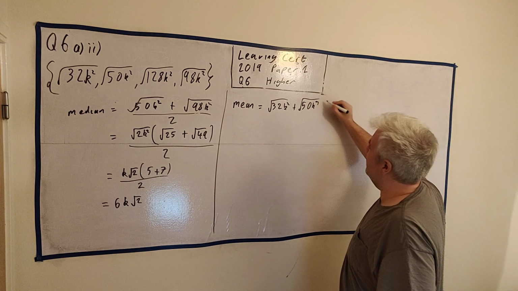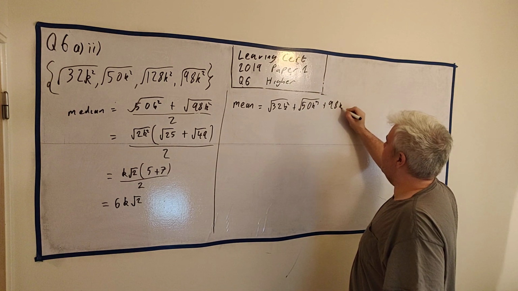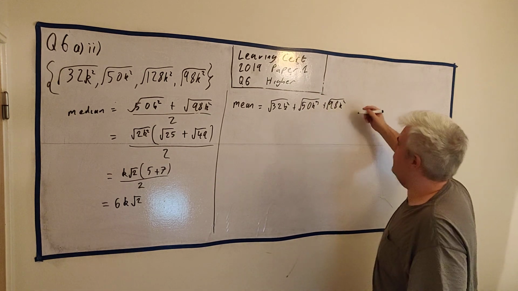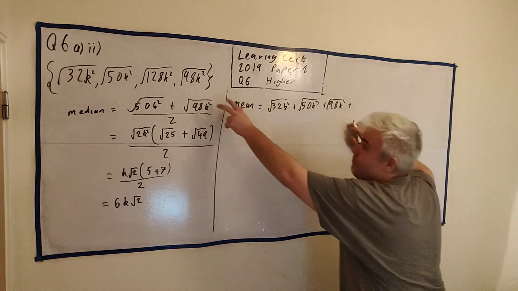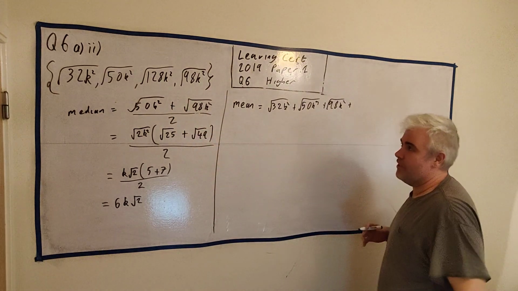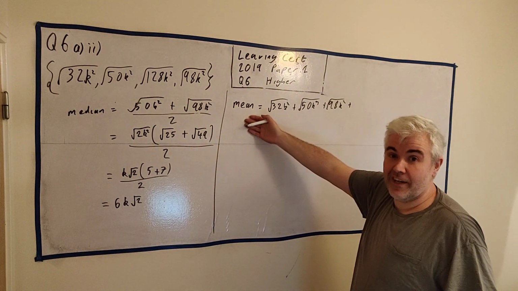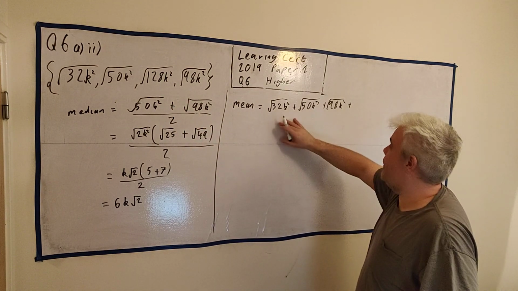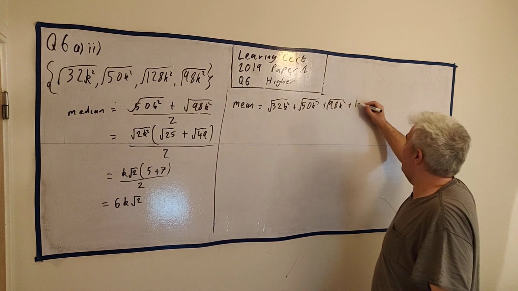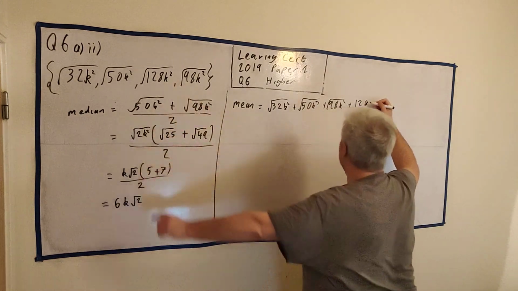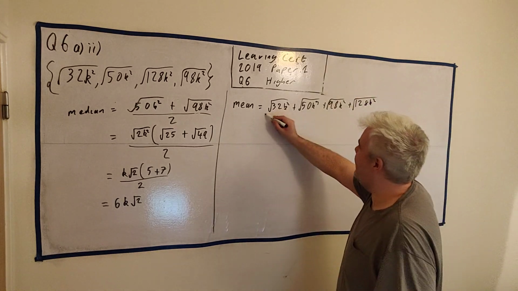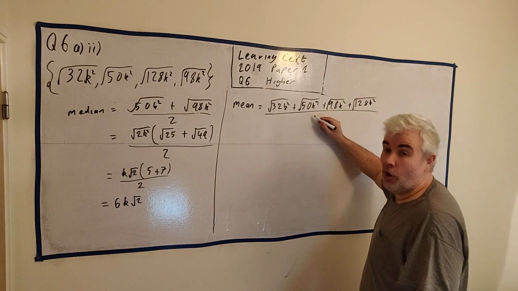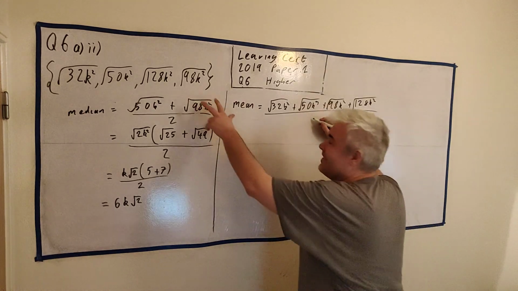50k squared, 98k squared, it's all square rooted. Plus, it doesn't matter which order I put them in. This is an unordered set. The mean doesn't care what the order is. I could write them out in any way, but usually I just write them the way I see them. Okay, and this is all then divided by the total number of things in the set, 4.